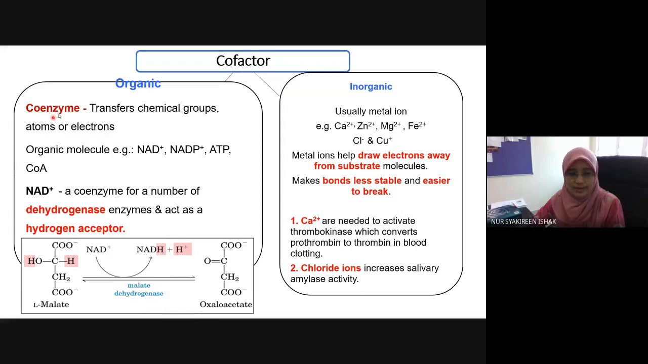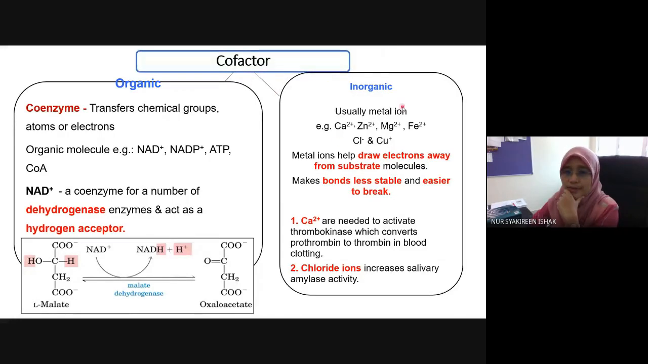It functions as a cofactor, which is a coenzyme. It is specifically a coenzyme found in the enzyme dehydrogenase, which functions to extract hydrogen ions from the substrate until it becomes oxaloacetate. And then this one has a similar function, NADP plus. It is also to take away hydrogen atoms from a substrate until the substrate produces the product. But this one is involved in one of the steps in cellular respiration, while this one is involved in photosynthesis.